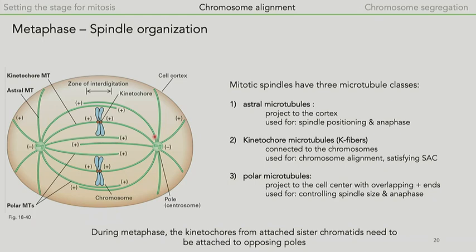Then there are kinetochore microtubules, sometimes called K-fibers. These are the microtubules that interact with that protein complex at centromeres, the kinetochore, and help to capture the chromosomes. And then there are also polar microtubules. These have their plus ends directed towards the midline of the spindle as well, but the plus ends are not directly interacting with the chromosomes. Instead, these provide structural support to the spindle, and these will be really important during the process of separation of the chromosomes in anaphase.